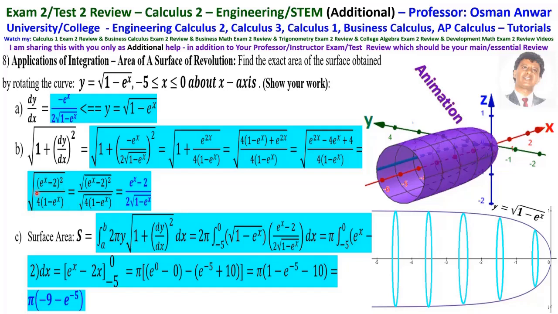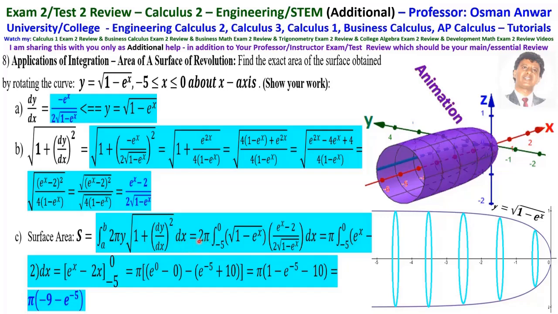Thus, this can be split into square root of (e^x minus 2) all squared over square root of 4(1 minus e^x). And the square root of the square is just e^x minus 2, over square root of 4, which is 2, square root of 1 minus e^x. Then the surface area is equal to the integral from a to b of 2 pi y square root of 1 plus (dy/dx) all squared dx.